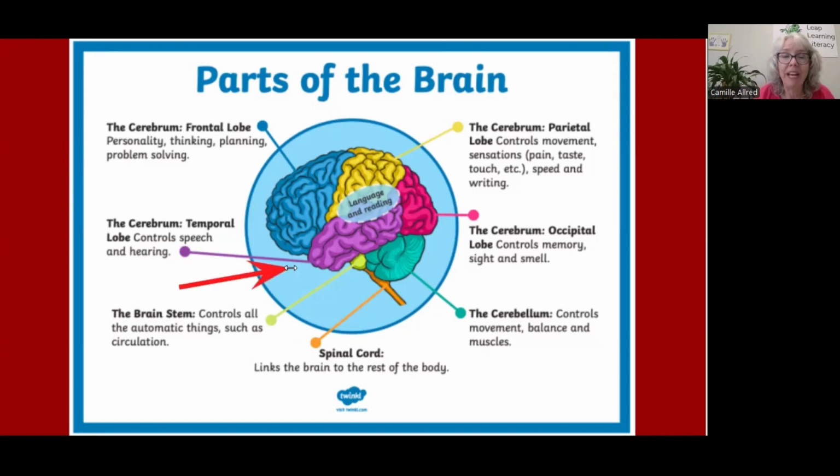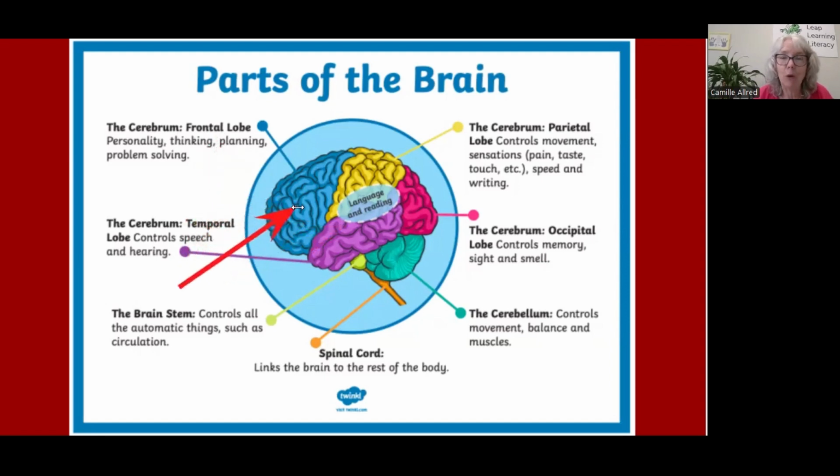That's the temporal lobe. It controls speech and hearing. If you notice, there's an oval shape in the middle. That's language and reading. Those are our language processing centers. They take up a portion of multiple areas of the brain. It's not just one little part that helps us with language, reading, and spelling. It's multiple. This is one of them. Speech is part of it too, and so is hearing.